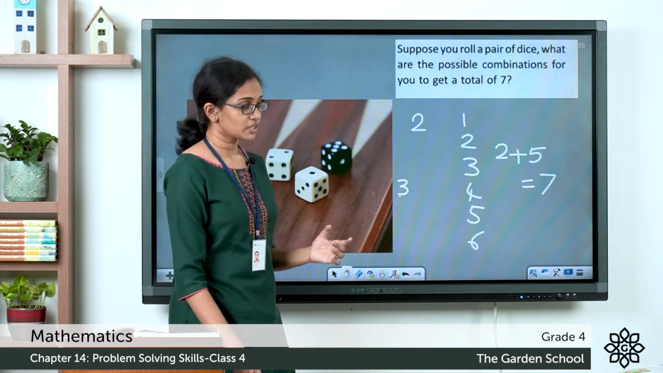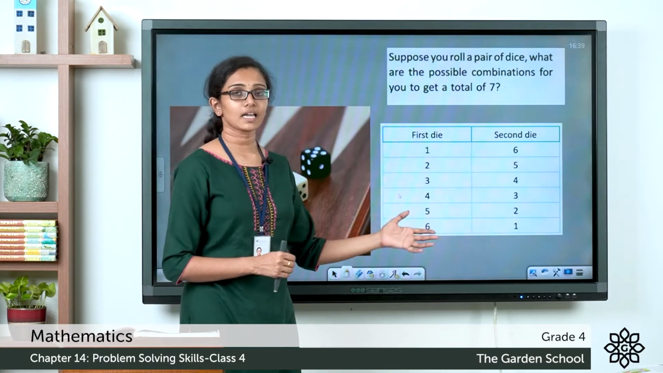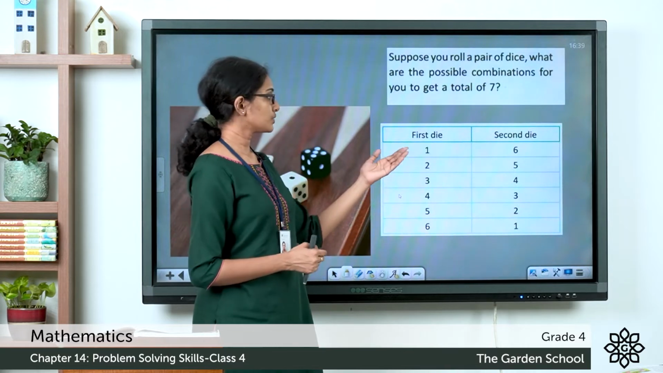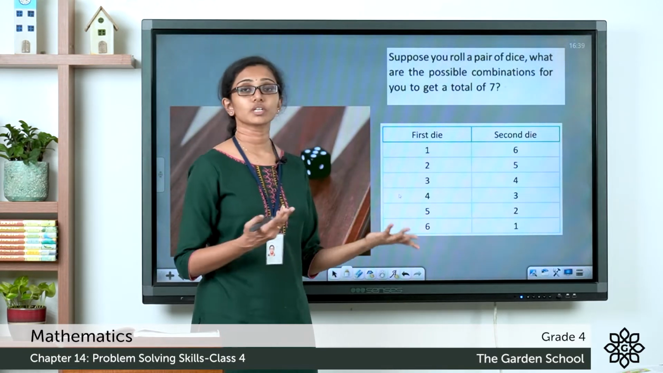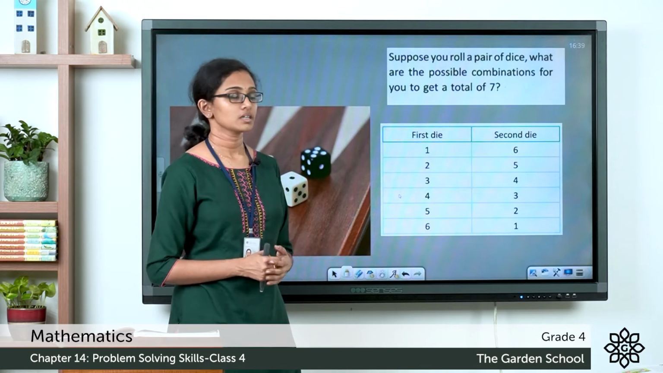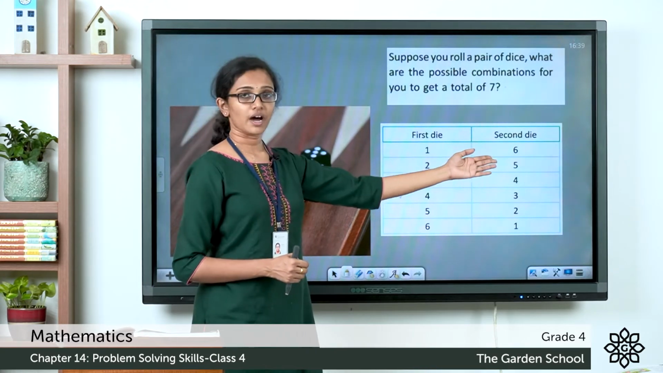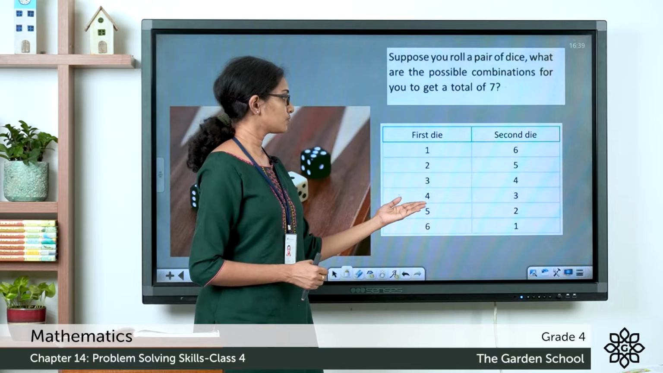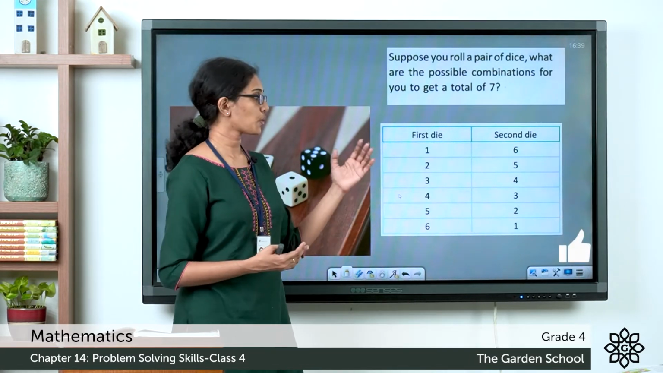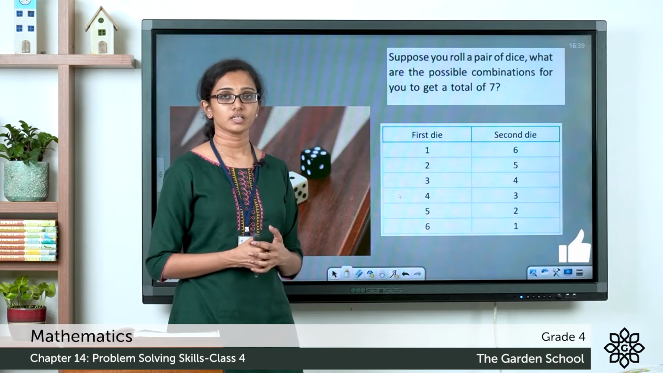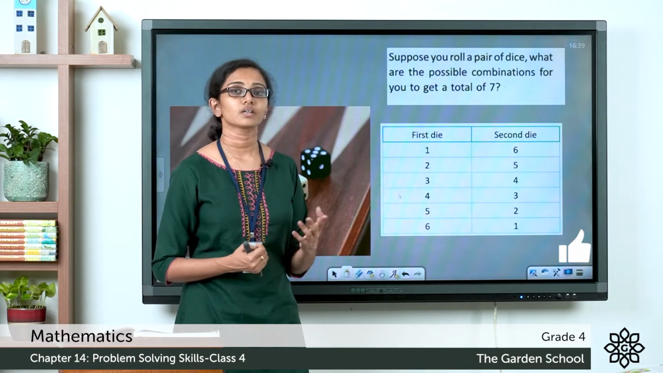So these combinations we have tabulated as a table. On the first die you get 1, and on the second die when you get 6, that combination will give you a total of 7. Similarly 2 and 5, 3 and 4, 4 and 3, 5 and 2, and 6 and 1. So these are the possible combinations of dice that will give you a total of 7.